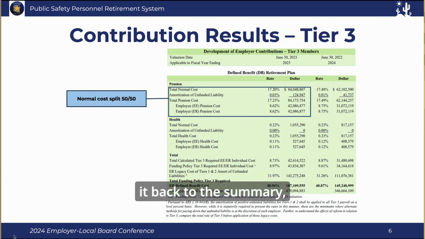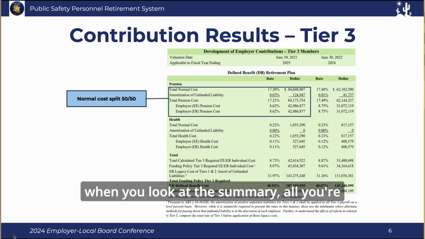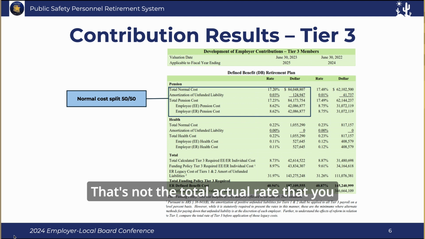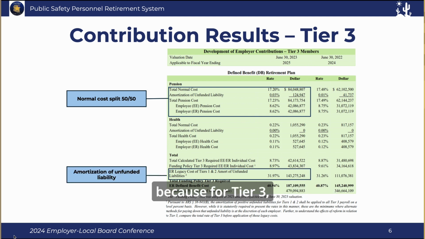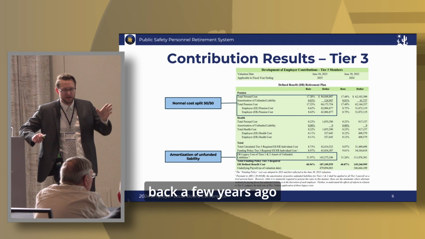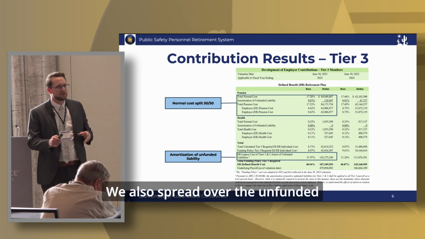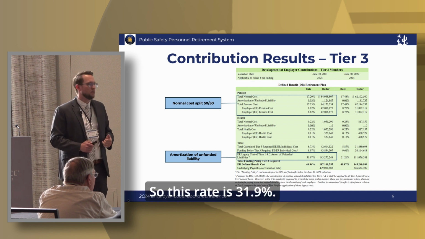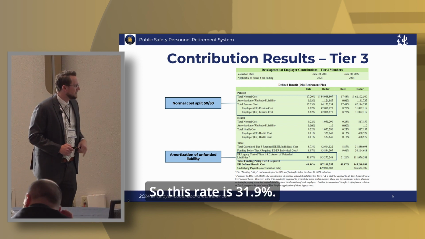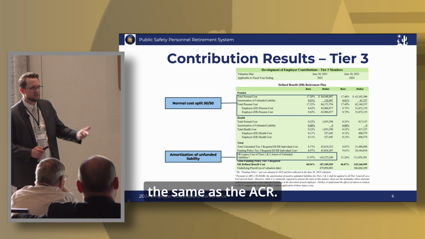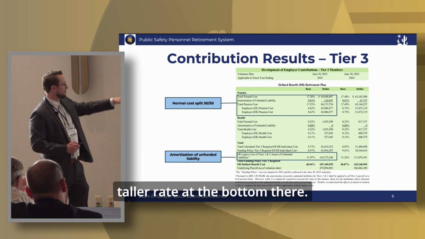And just connecting it back to the summary, when you look at the summary, all you're going to see is this one rate up here, the 8.62%. That's not the total actual rate that you contribute on Tier 3, because for Tier 3, we also spread over, because of the way pension reform worked out a few years ago, the unfunded liability over the payroll base of those people in Tier 3 as well. So this rate is 31.97%. It's going to be the same as the amortization of unfunded liability in the previous slide, the same as the ECR. And that's where you could get the total rate at the bottom there.